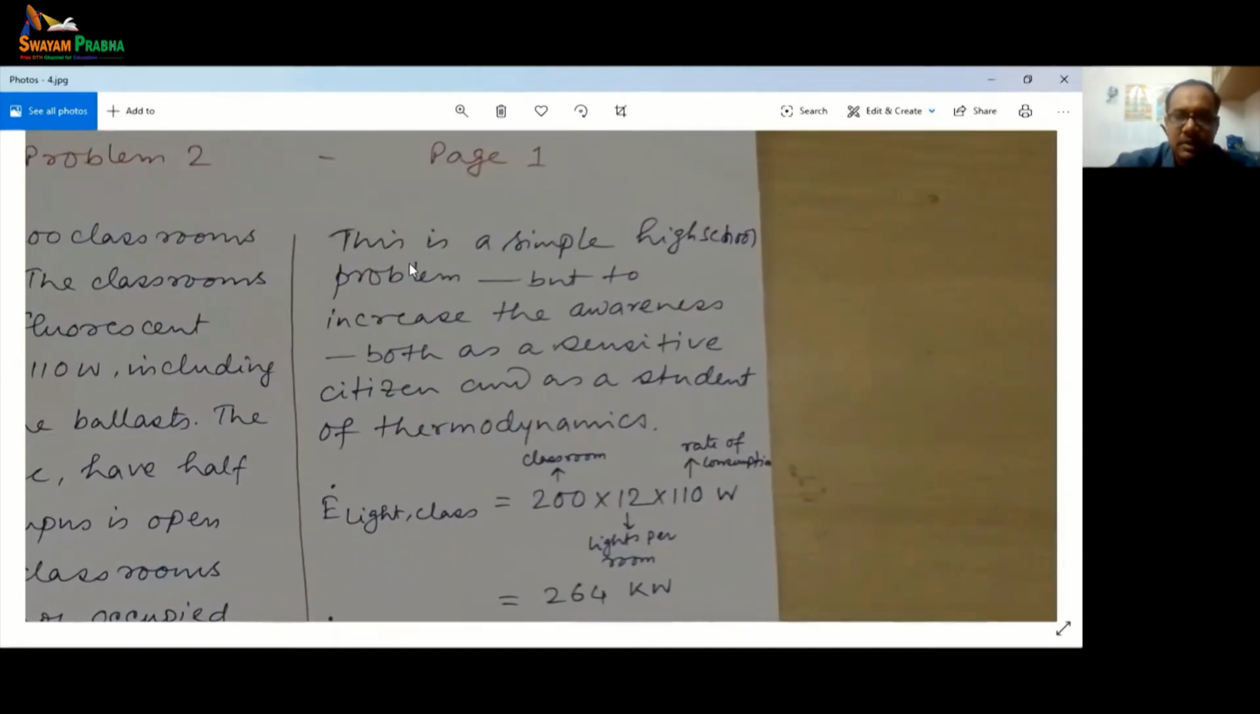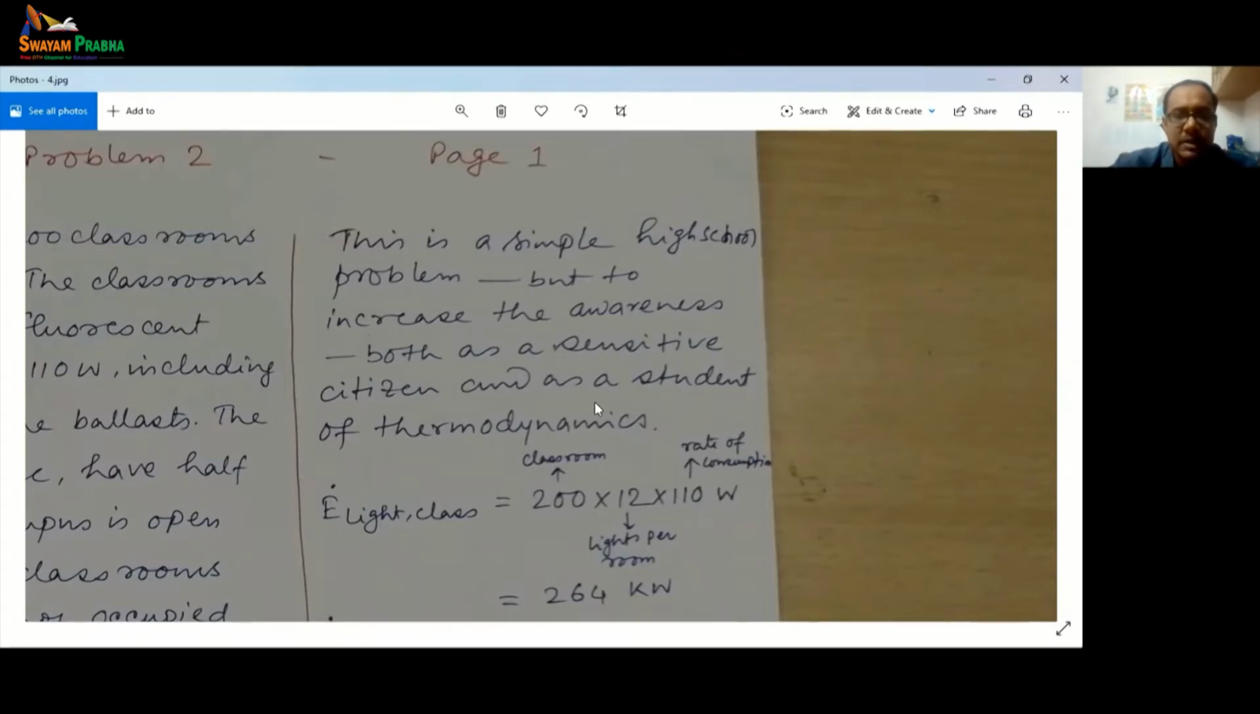So this is a simple high school problem, just simple arithmetic, summation and multiplication. But to increase awareness, which I always tell my students, if you are an engineer or an educated man or woman, you have to behave like that. You are expected to guide the layperson in society, and you have to behave as a sensible and sensitive person.